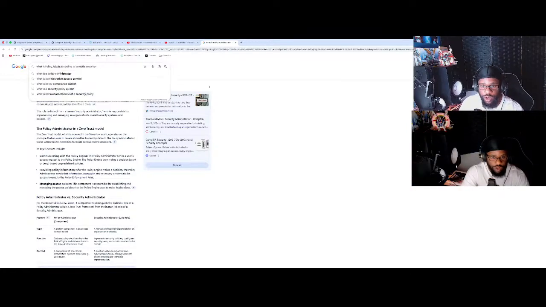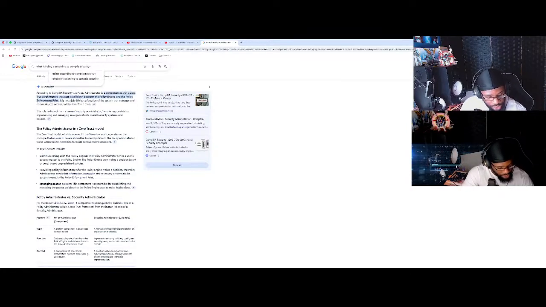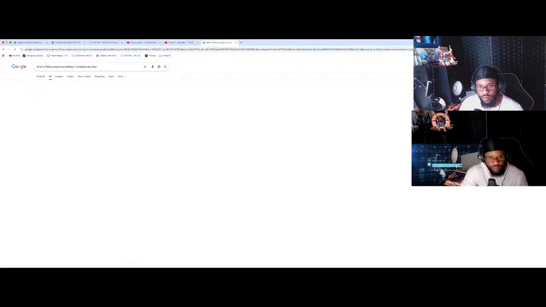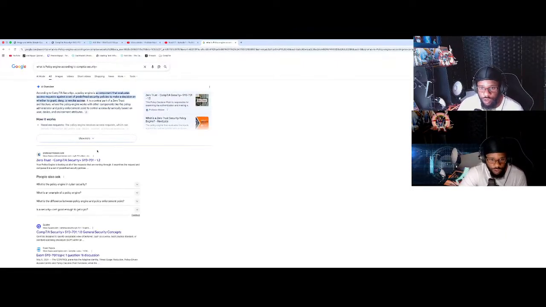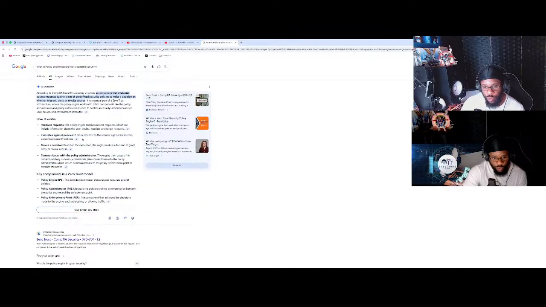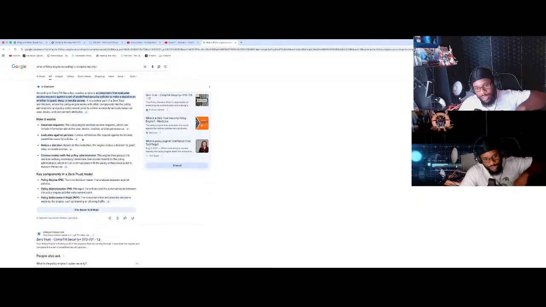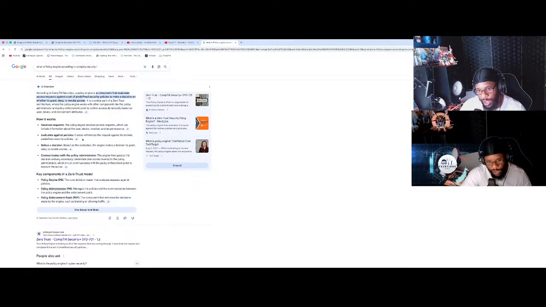What is a policy engine? According to CompTIA Security Plus, a policy engine is a component that evaluates access requests against a set of predefined security policies to make a decision on whether to grant, deny, or revoke access. So the policy administrator sends the user access request. The policy engine actually makes the decision to grant access, deny access, or take away access.